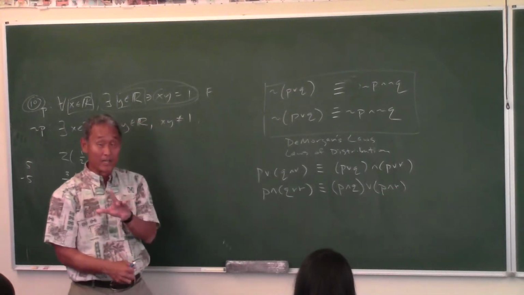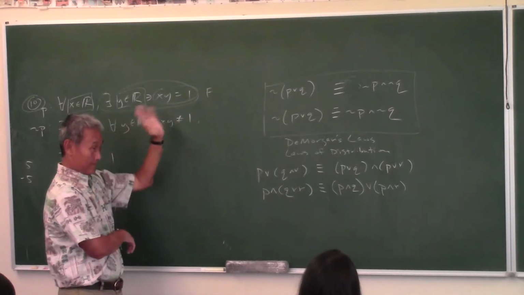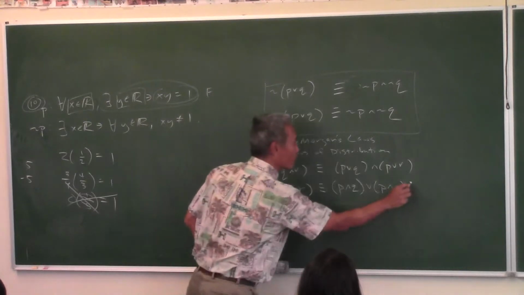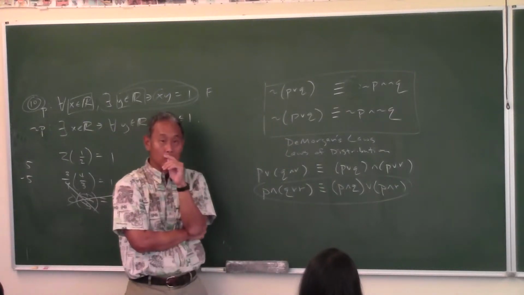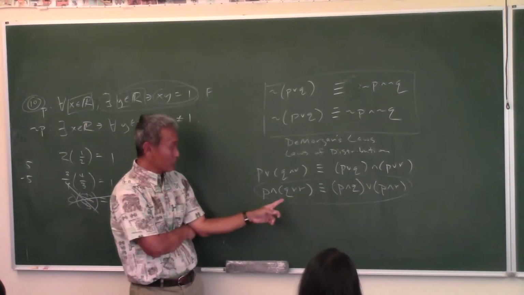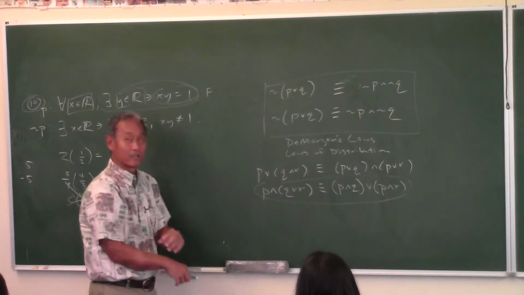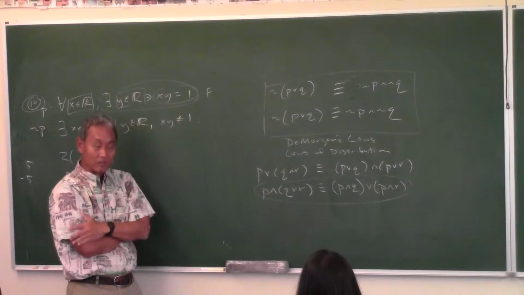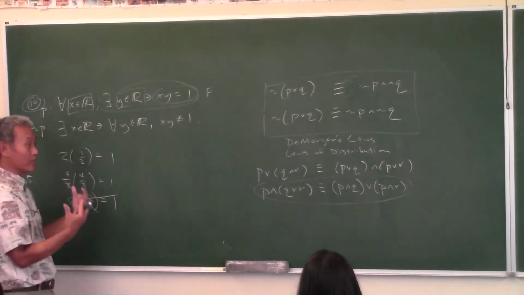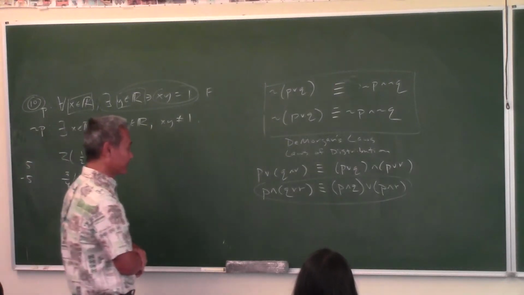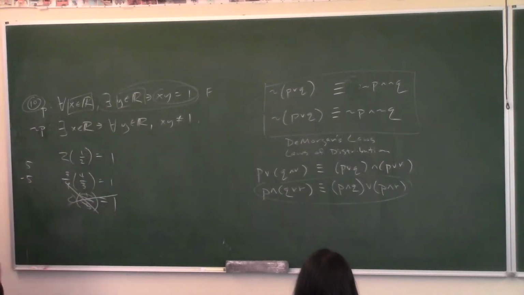Now, we haven't proven it yet. What if on next Monday's quiz, I tell you to prove this? What would you do? Make a truth table for this, make a truth table for that, and show that they're exactly the same. That's what you would do. That's how you prove that statements are logically equivalent. They have exactly the same truth table. Okay, now we are done with this.